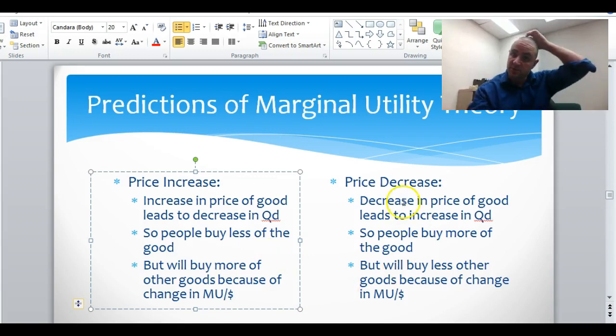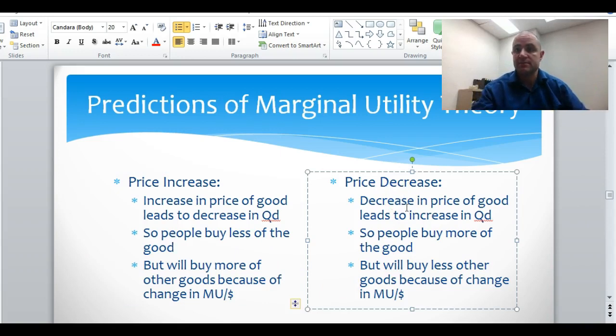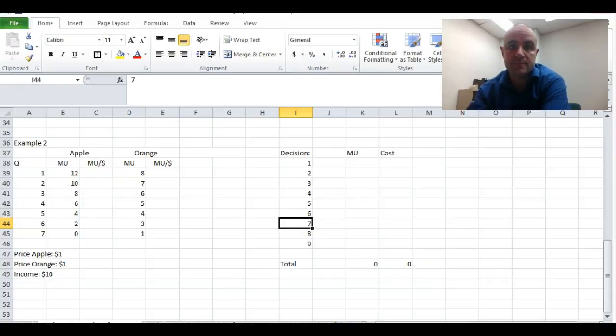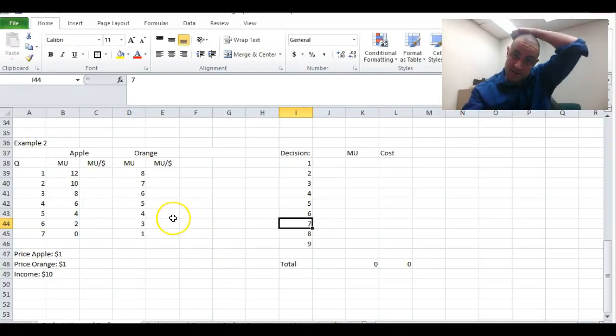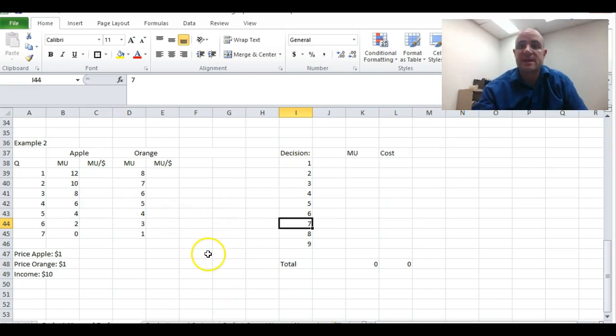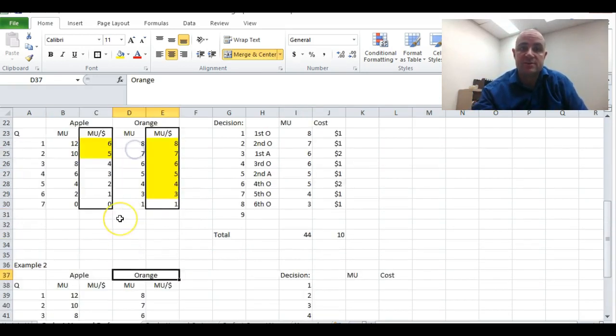And the opposite is true when we talk about a price decrease. So this is just going to show why that is. It's really going to help to prove that substitution effect, which we discussed. So let's take a look at that. Let's look at the example. We're going to stay with our example of the apples and the oranges.